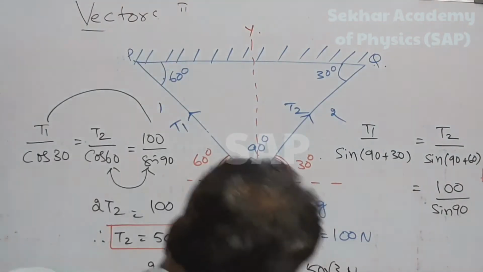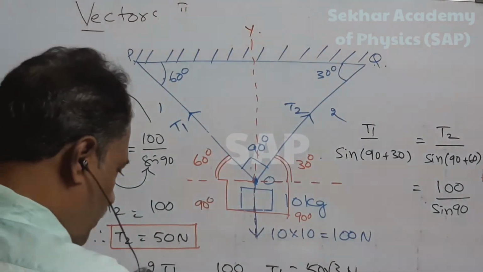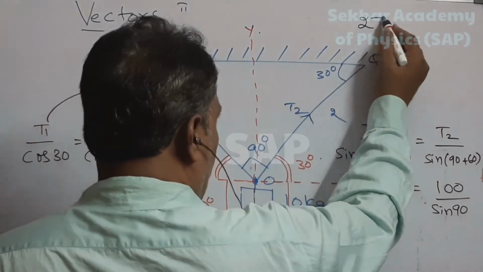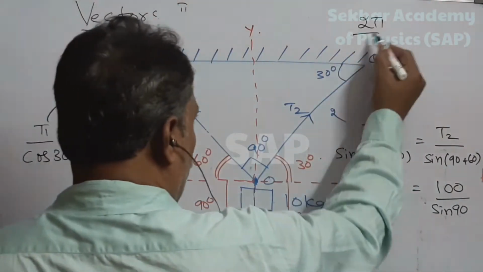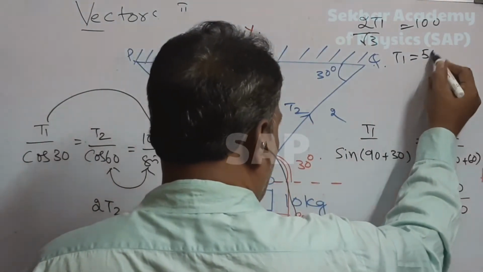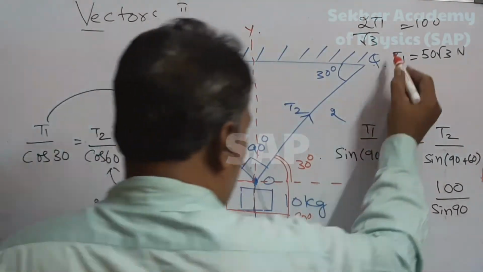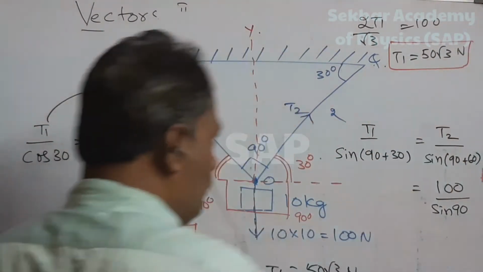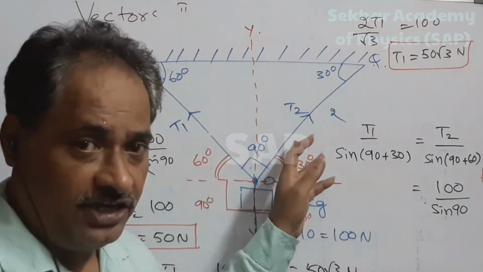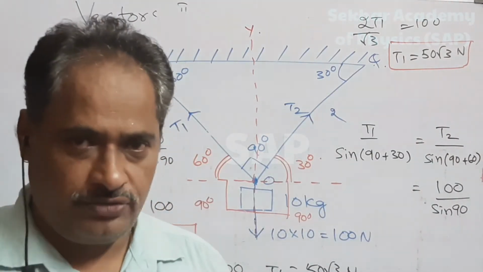Tension in the first string, you can write T1 equals 50 root 3 Newton. For example, if I want to write this clearly, here 2T1 by root 3 equals 100, so T1 is nothing but 50 root 3 Newton. Therefore, by using Lami's principle, you are able to calculate the tensions in the strings T2 and T1 as 50 Newton and 50 root 3 Newton.